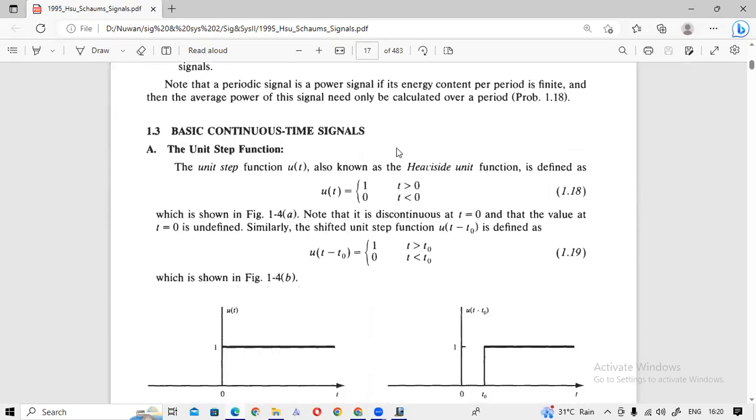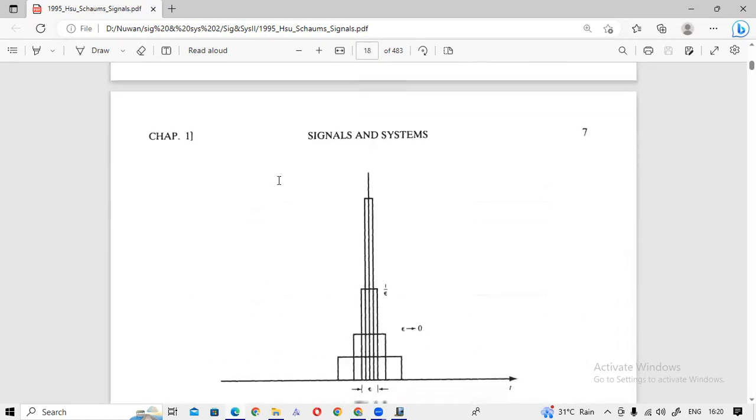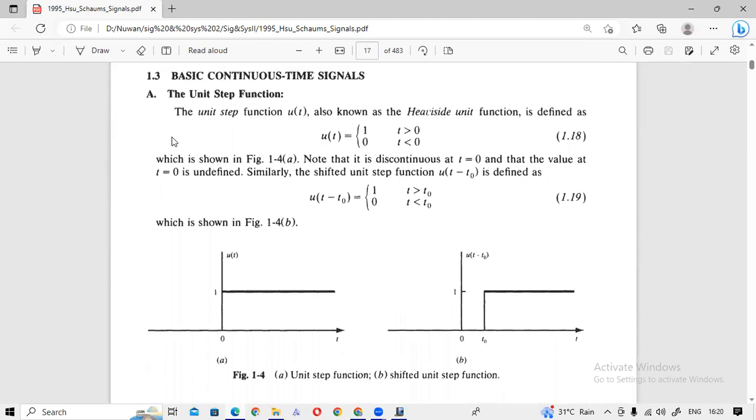First we have learned the unity step function. So it is like this. This is the unity step function.